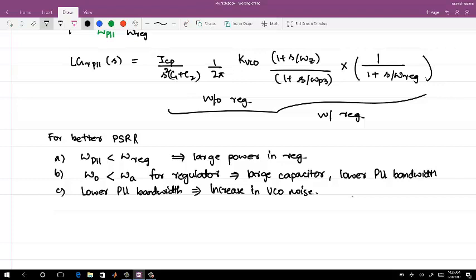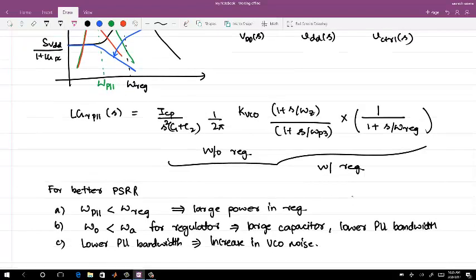So you see, there is surely a trade-off with one design aspect with respect to the other, which is always there. Nothing comes for free. So depending on which block is dominating, you can have an optimum bandwidth, or the best PSRR which you can afford.